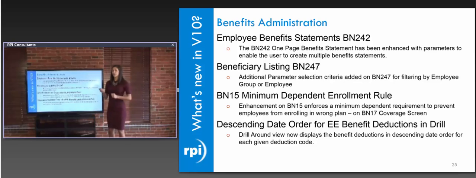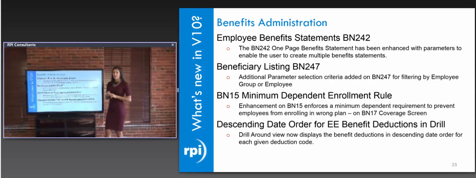Couple more benefits updates. On the BN242 one-page benefit statement, you can now submit that to run for multiple one-page benefit statements. So if you want to do that for multiple employees at one time, you do have that opportunity now. Also, the BN247 beneficiary listing, there's additional parameters where you can filter by employee or employee group.